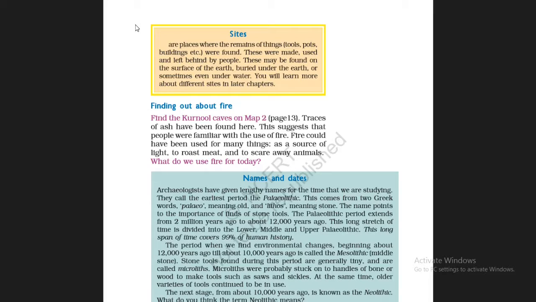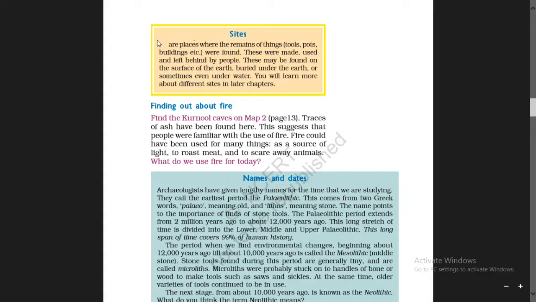Boys, in our previous part of the chapter, you have learned about the earliest people, why they were on the move, how we know about these people, and choosing a place to live in. So far, we have learned this. Now, let us continue. Page number 15.